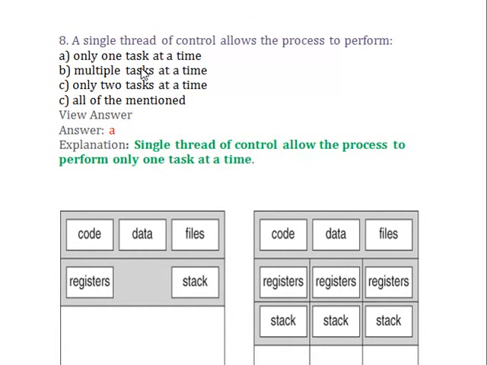Thus today we have discussed the process control block of operating system.